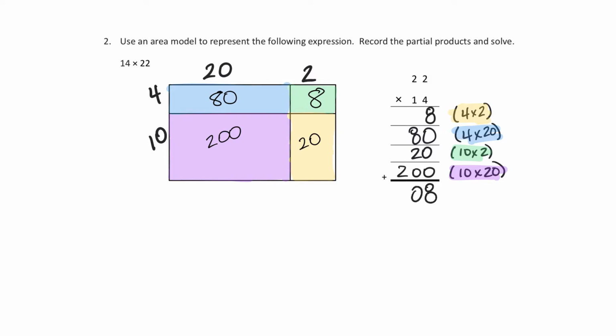Next, we need to add all of our products together. Now we know that 14 times 22 equals 308.